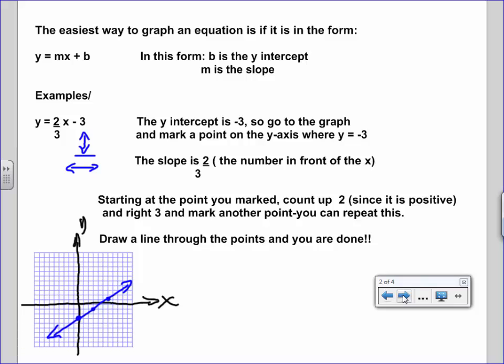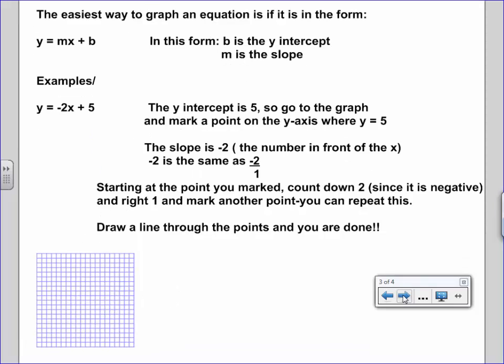Okay, let's try another one. We have a little reminder here again that this is your y-intercept and this is your slope. Now we have an example that says y equals -2x plus 5. Well, the y-intercept's 5 and the slope is -2. What's a little bit different here is with the slope of -2, how do we count off -2? Well, as noted here, -2 is the same as -2/1.